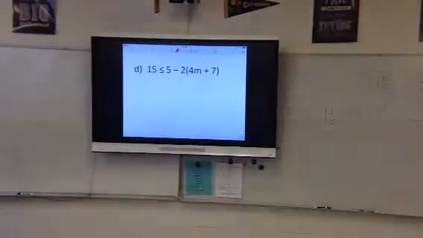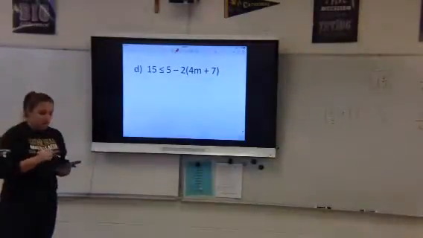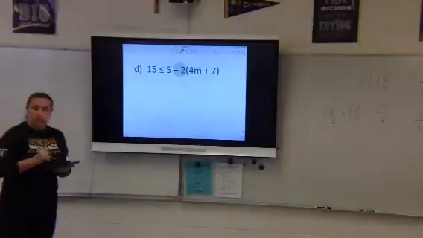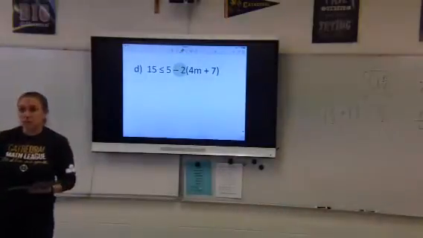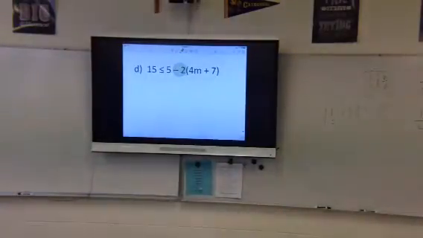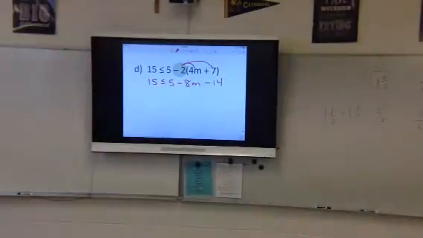Okay, D. Jillian R., what do we do here on D first? You're going to distribute. What number am I going to distribute? The -2 to the 4 and then the 7. Very good. Make sure you take the negative along for the ride, right? Don't just do the 2. You've got to distribute the -2 through. So when I do that, what's that going to look like? -8m minus 14. And then you'll put a 5 in front of it. And then you're going to do plus 14. And then you do -5.